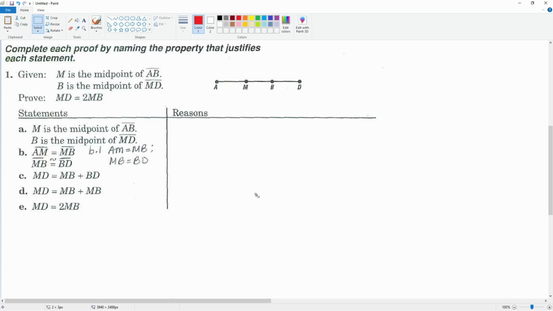Here we have number 1. M is the midpoint of line segment AB. B is the midpoint of line segment MD. You're going to prove MD is equal to 2MB. We'll always start with the given here.